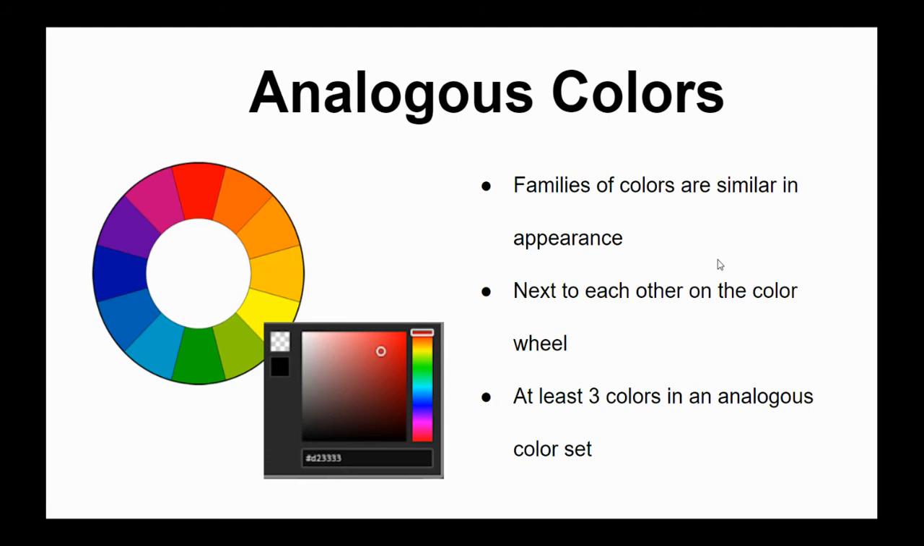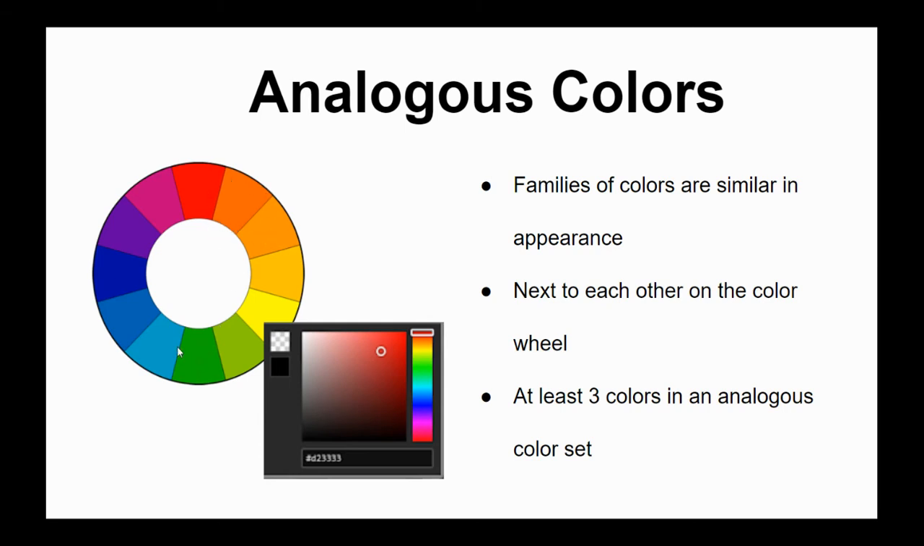One way of creating a gradation of colors is to use analogous colors. Analogous colors are colors that are very similar in appearance and next to each other on the color wheel. You need at least 3 colors in an analogous color set to be considered analogous. So if we look at red, for example, and start to move to the right of the color wheel, you can see that the red transitions to a red-orange and then an orange. These colors are next to each other on the color wheel. They look very similar, and they are at least 3 in order.